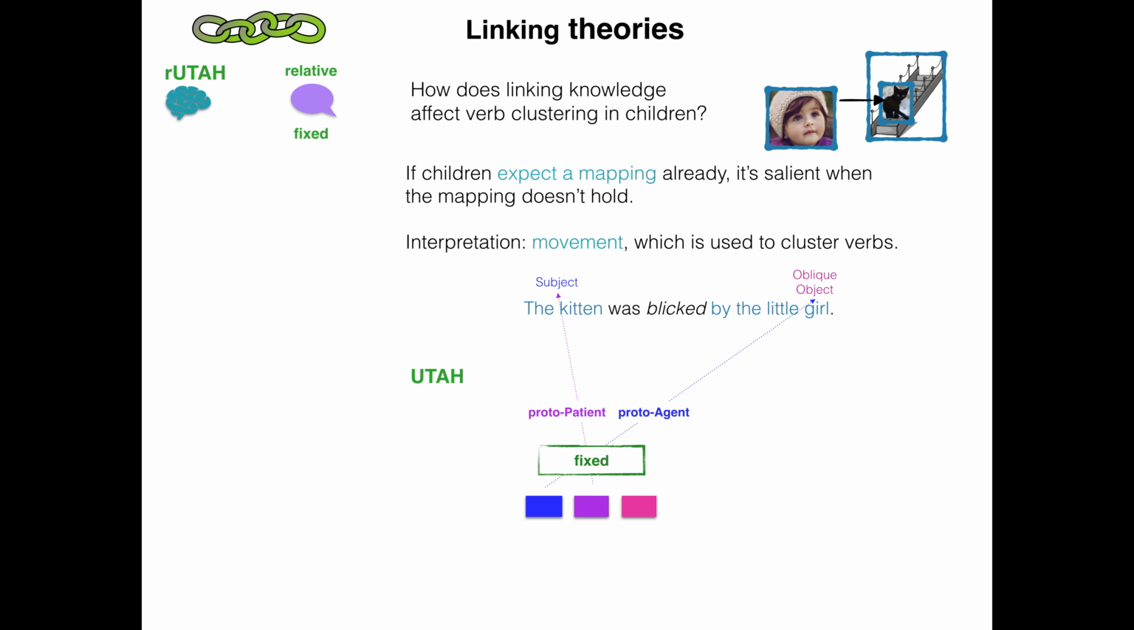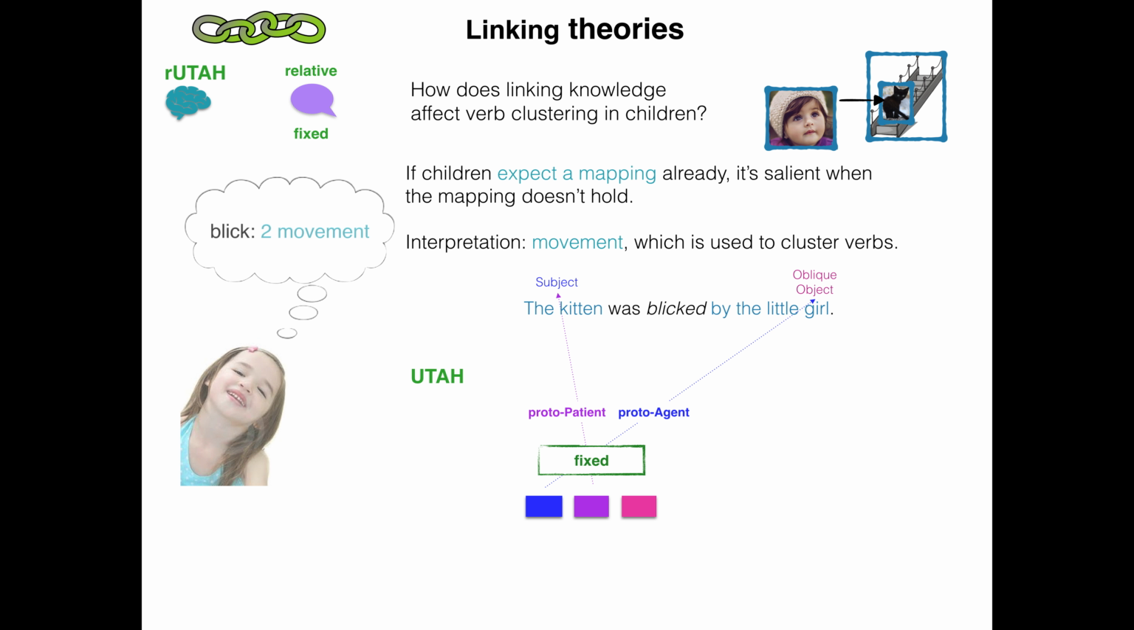So if children expect a mapping already, the particular mappings that we talked about, it's probably pretty salient when that mapping doesn't hold. And children might interpret this as some kind of movement, right? And verbs that do this movement might be clustered together, right? So a child might abstract away from the details of what exactly is going where and just say, well, I had an expectation of a mapping. It was violated. Movement must be going on. In fact, a couple instances of movement are happening. This is a verb that likes to do movements of particular kinds.